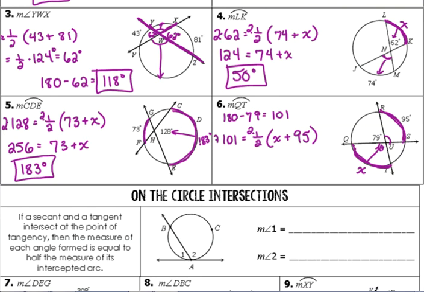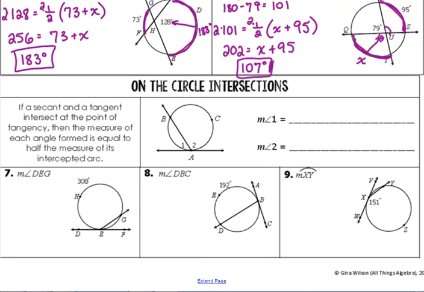Multiply both sides by 2. 202 is equal to X plus 95. So 107, 107 degrees is the measure of the arc that we're looking for. Any questions about those?